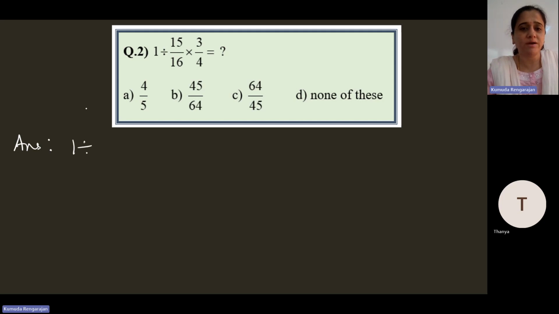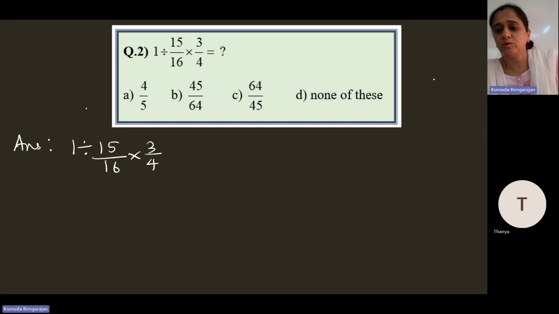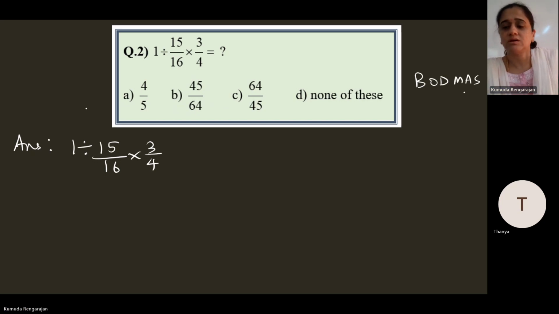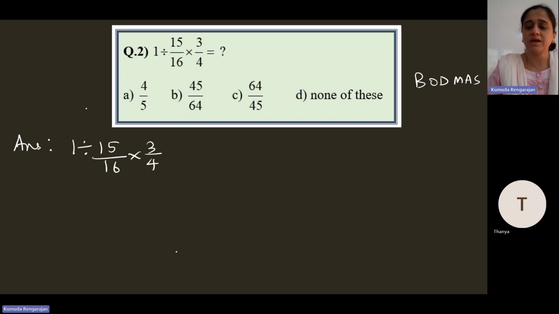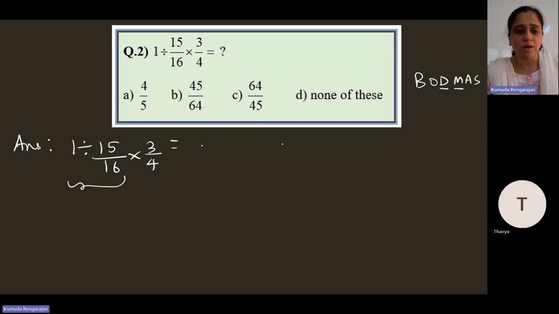Next, 1 divided by 15 by 16 into 3 by 4. So by the rule, BODMAS, we know division and then multiplication. Here is division. So it is 1. Division becomes multiplication, and you need to take the reciprocal of 15 by 16. So it is 16 by 15, and then into 3 by 4 as it is. Now you need to simplify.